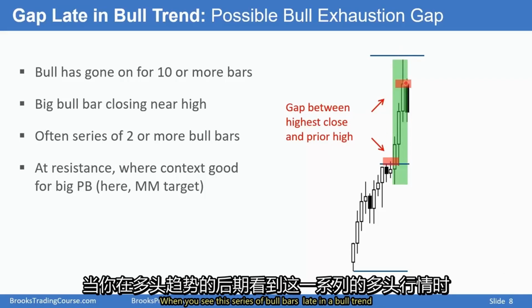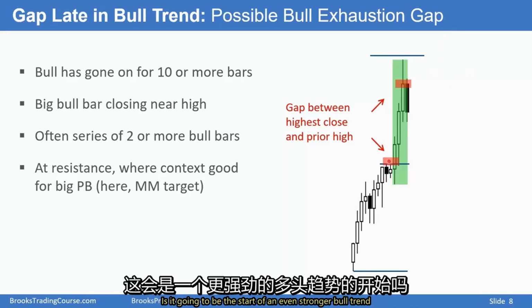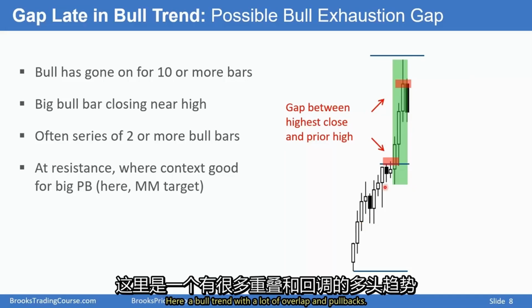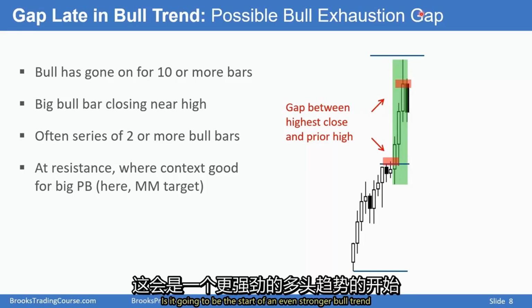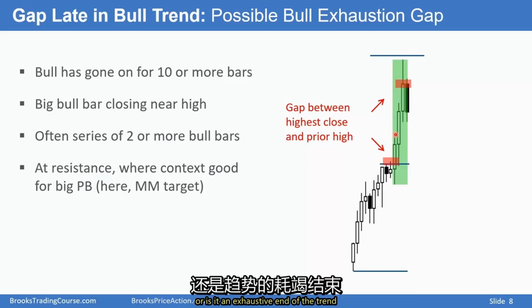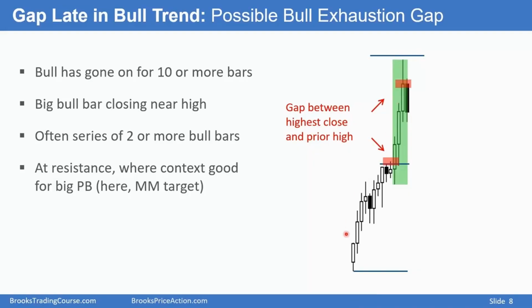When you see this series of bull bars late in a bull trend, you don't know if it's going to be a measuring gap leading to a measured move up, the start of an even stronger bull trend. Here, a bull trend with a lot of overlap and pullbacks. Here, a bull trend with no overlap and no pullbacks. Is it going to be the start of an even stronger bull trend, or is it an exhaustive end of the trend? Is it simply a buy vacuum test of resistance?